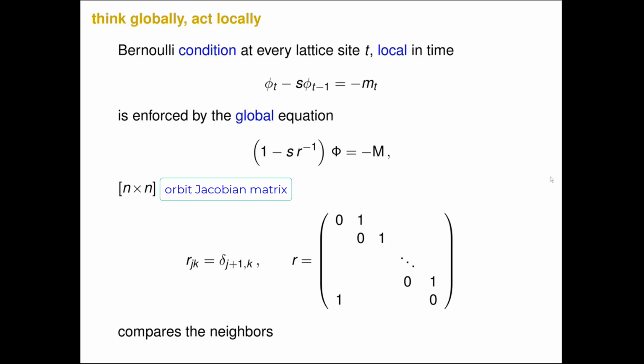You can think of phi's as a vector of n fields, m's as a vector of m sources. And then there is a matrix that says, I look at the field and I compare it with a neighbor, and that's obtained by shift matrix. Shift matrix, when applied, looks at the neighbor above the diagonal. And this equation is now written as a matrix equation.